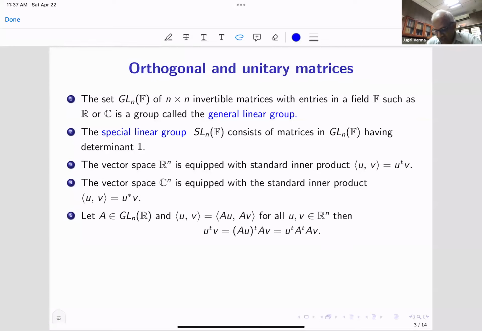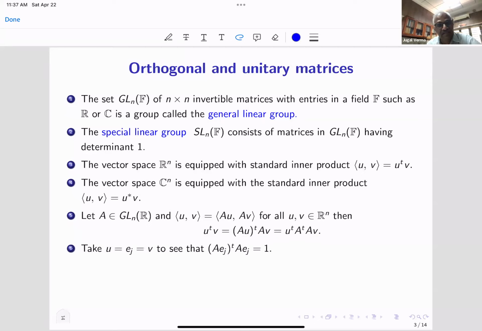If I have an invertible matrix A, and suppose that I want the dot product to be preserved, that means the dot product of u and v is the same as the dot product of Au and Av. Then I can write this condition as u transpose v equals (Au) transpose (Av), and that is u transpose A transpose A v. So for every pair of vectors u and v, the dot product of u and v is the same as the dot product of Au and Av.